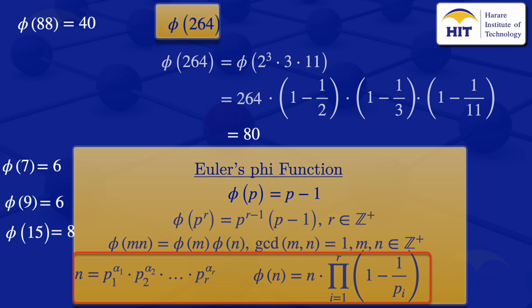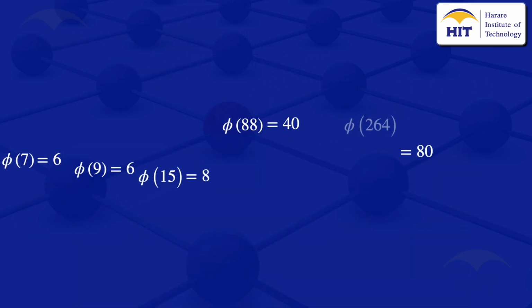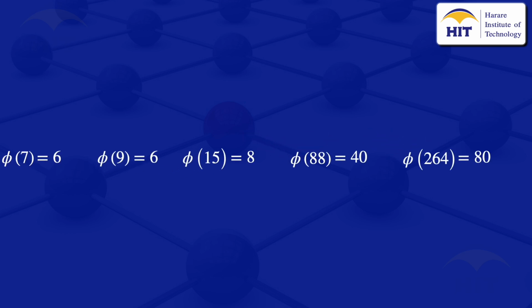So what we are having there is phi of 7 is equal to 6, phi of 9 is equal to 6, phi of 15 is equal to 8, phi of 88 is equal to 40, phi of 264 is equal to 80.